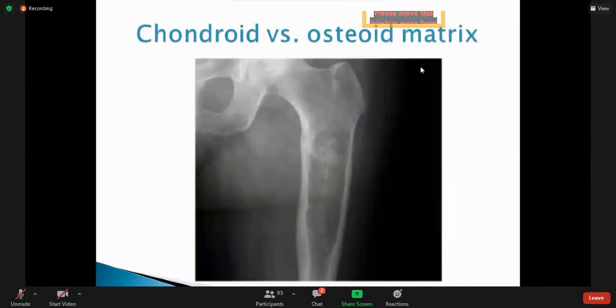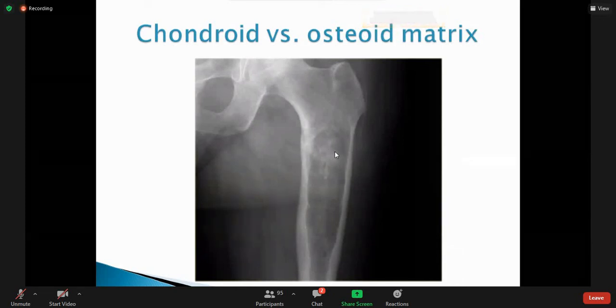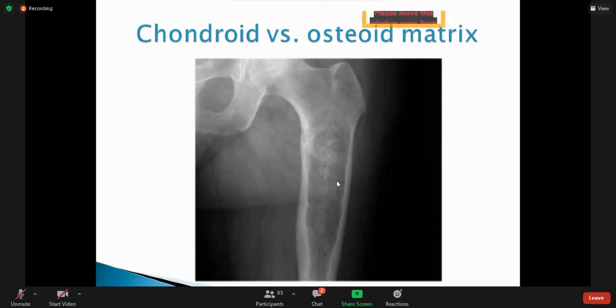The chondroid versus osteoid calcification. Usually, in osteoid, there is a solid and bright calcification. When there is chondroid calcification, it is punctate or small arc-like calcification. So this is the chondroid calcification.